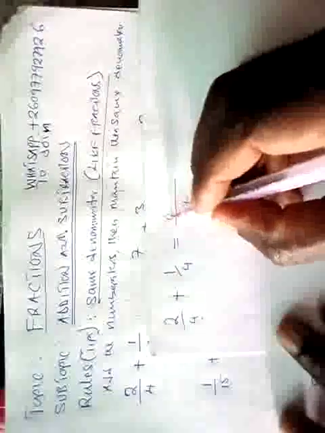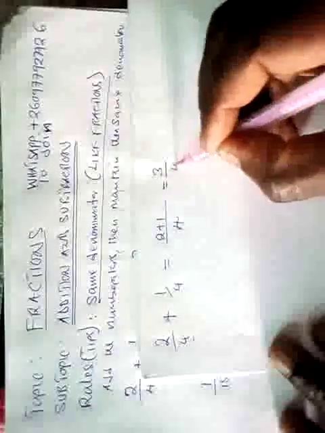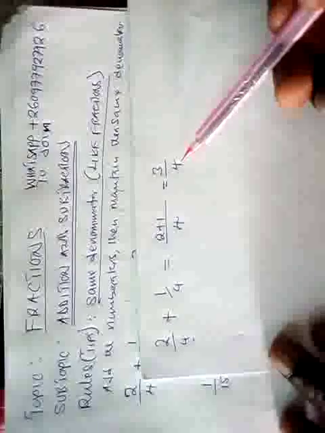So we have maintained the same denominator. Our duty now is to add the numerators. So we are going to add 2 plus 1. So you say 2 plus 1. So this is not the end. What are you supposed to do? You have to add. So 2 plus 1, that is 3 over 4. So this is the answer.